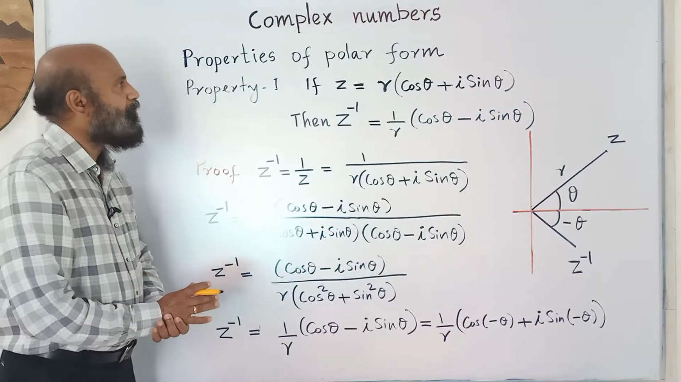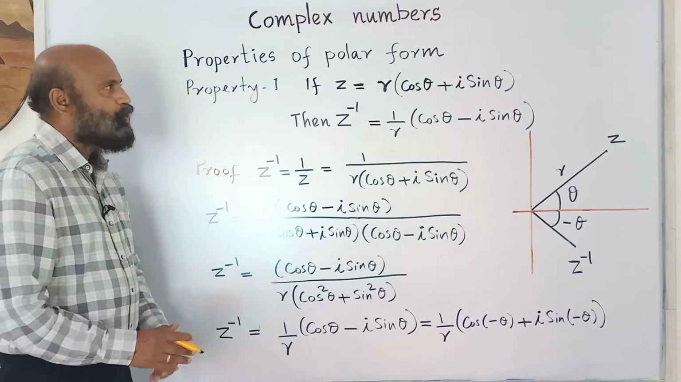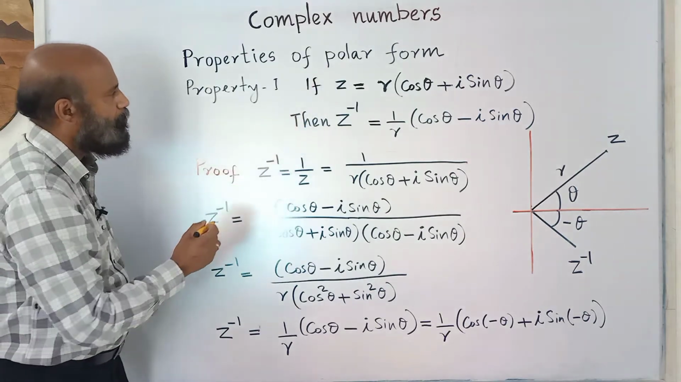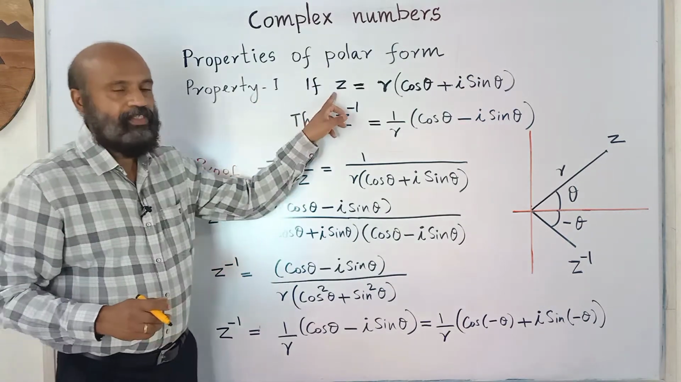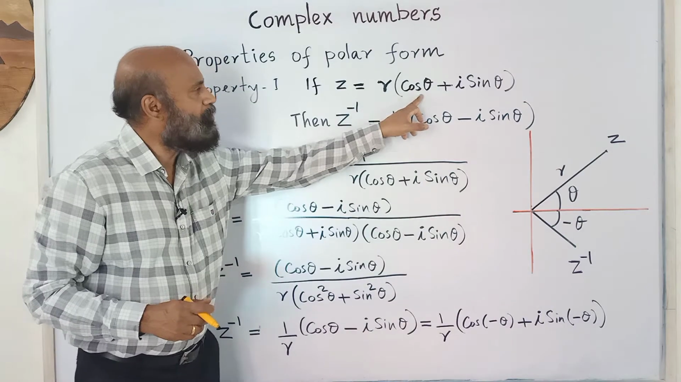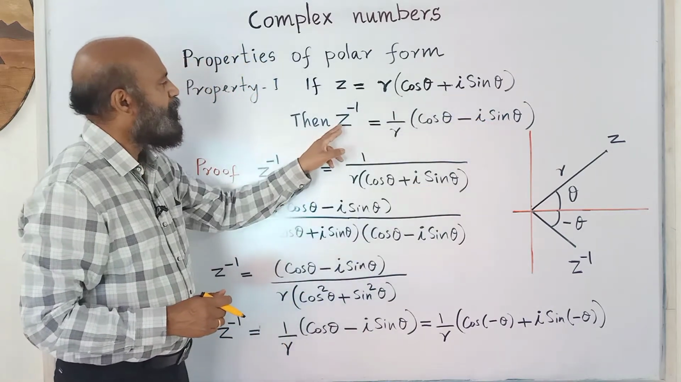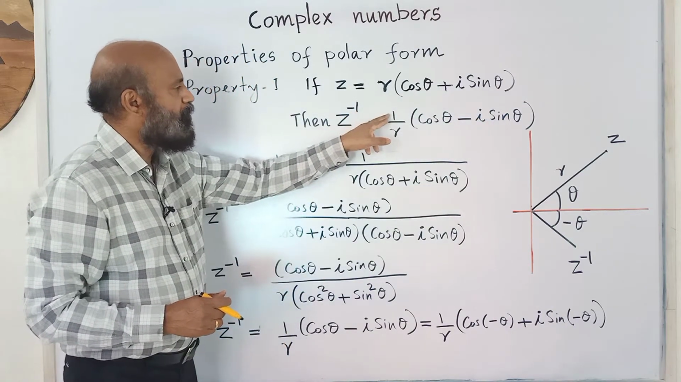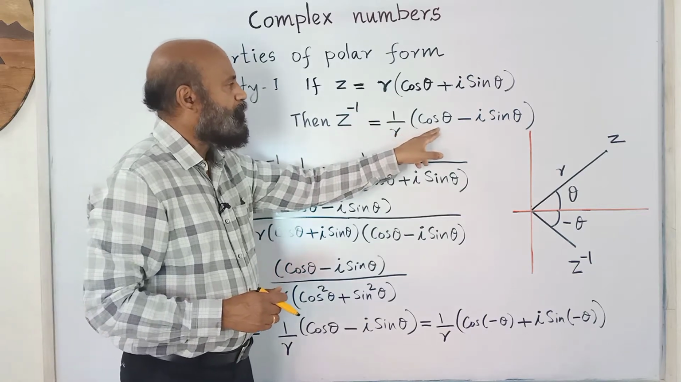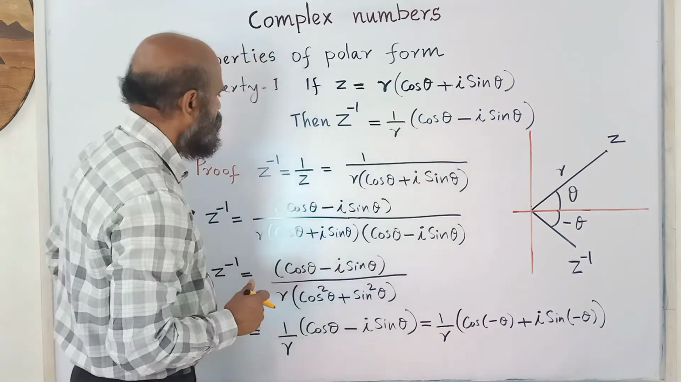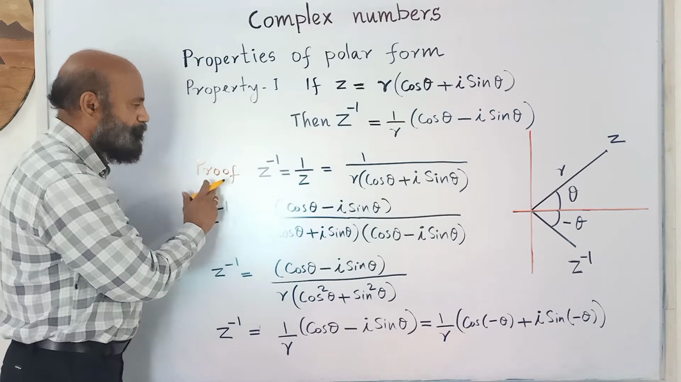In this video, let us see some of the properties of polar form. First property, if z is equal to r cos theta plus i sin theta, then z raised to minus 1 is equal to 1 by r cos theta minus i sin theta. Let us see the proof.